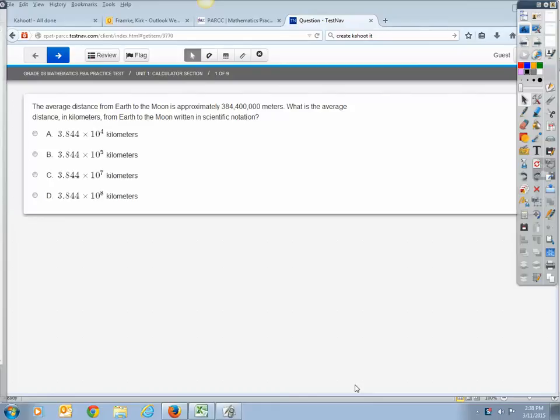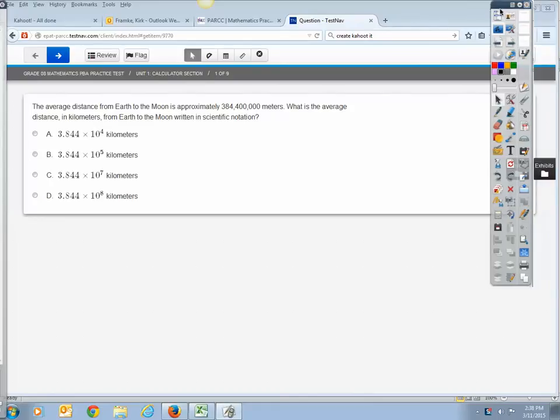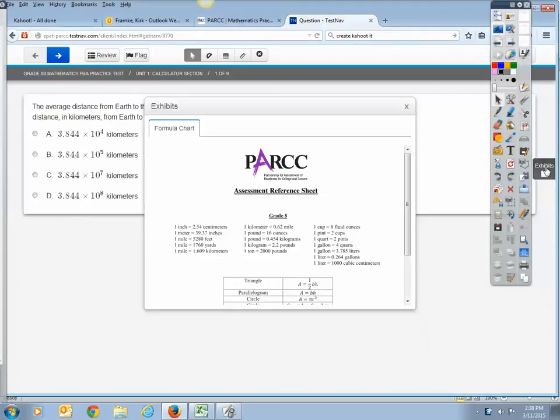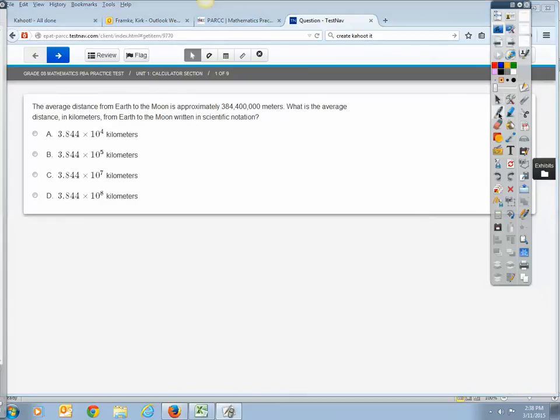Now, the first thing I'm going to look for is exhibits. And it tells me that 1 kilometer, that doesn't tell me that, does it? You should know that 1 kilometer is equal to 1,000 meters. So the first thing that we need to do is we need to take this number and we need to divide it by 1,000.